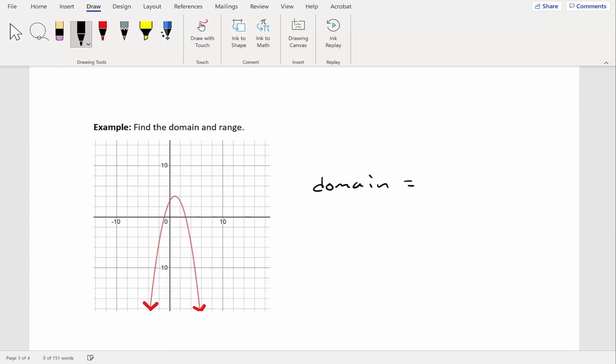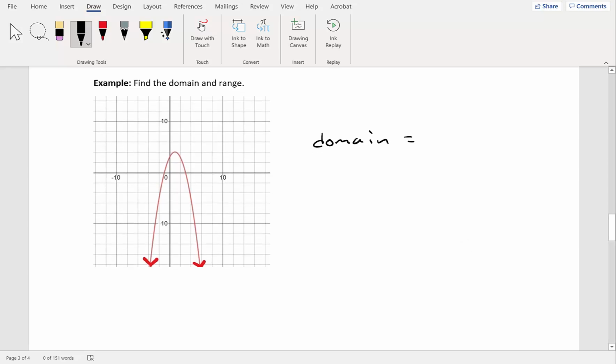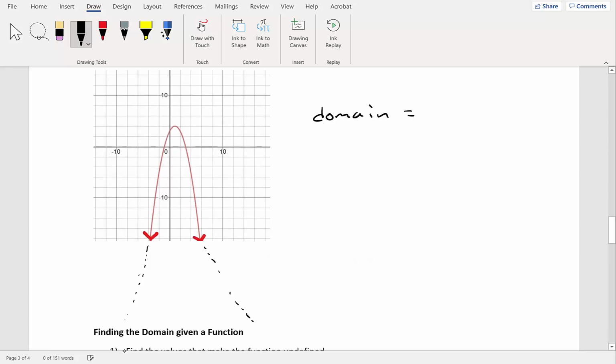So our domain, remember, it's all of our x values. Now over here you have to be a little bit careful. These arrows indicate that this graph keeps on going in this direction. So it's going to keep going down this way, and it's going to keep going on this way. Okay, so our domain, our x values, since it keeps on going forever to the left, we're going to have from negative infinity all the way up to, and since it keeps on going forever to the right, positive infinity.